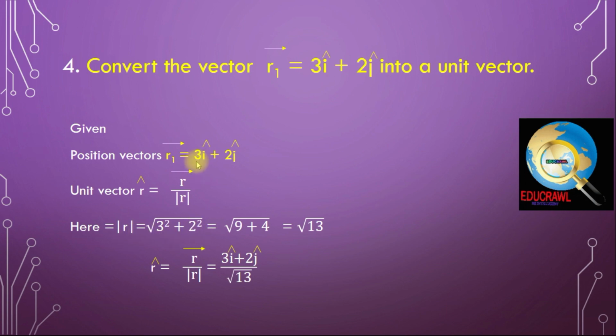So here the magnitude is, for i it is 3 and for j it is 2. So the mod r value is square root of 3 square plus 2 square, which is nothing but square root of 9 plus 4, which is square root of 13. Now we have found the mod r value. Now we will substitute in the unit vector. r cap is equal to r vector divided by mod r. The r vector is given by 3 i cap plus 2 j cap, given in the problem, divided by mod r, which is square root of 13. This is the value of r cap, or this is called the unit vector.